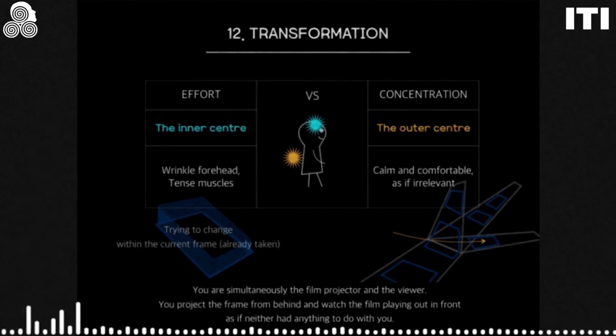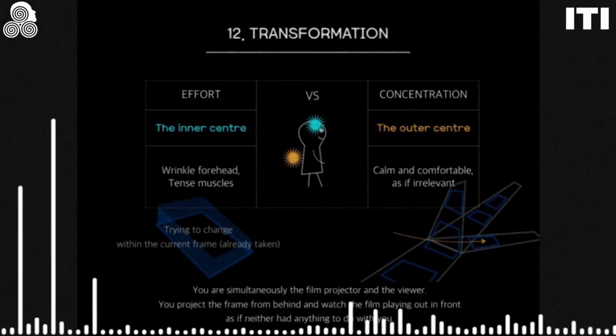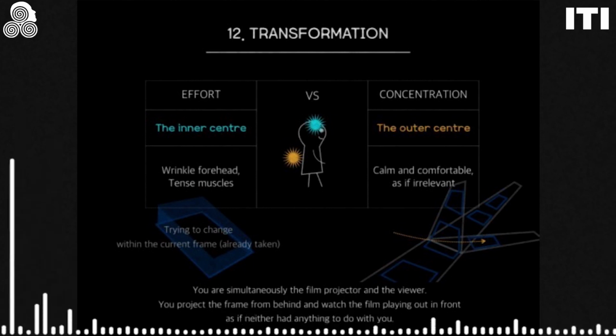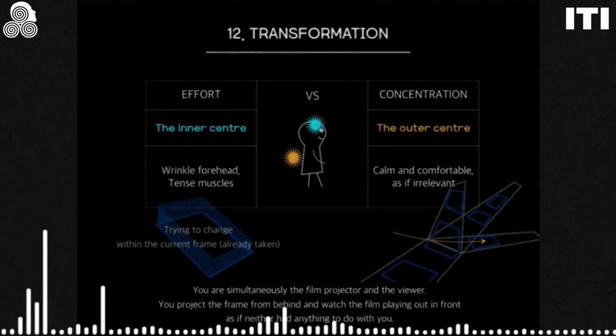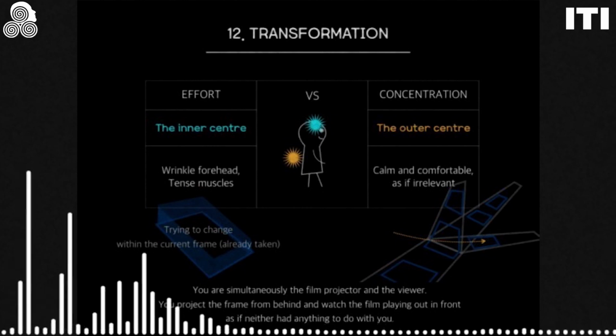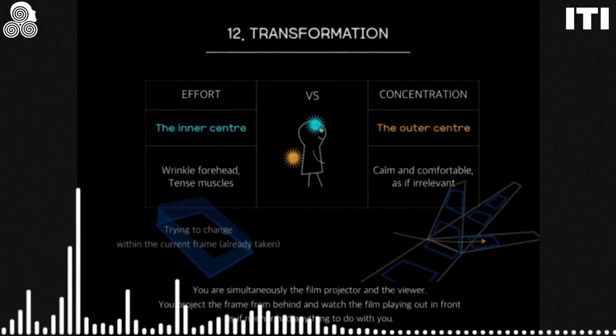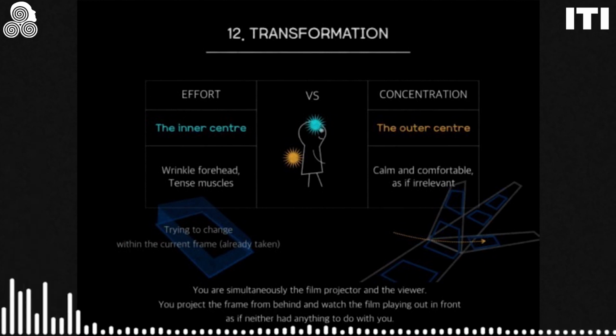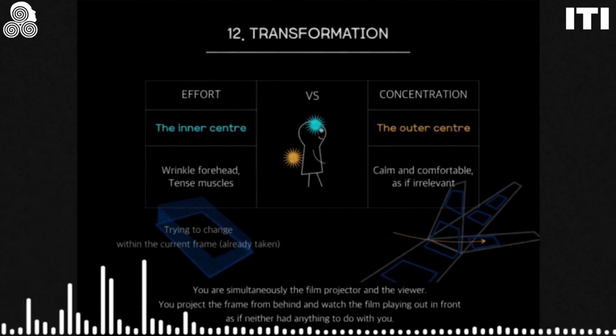You are simultaneously the film projector and the viewer. You project the frame from behind and watch the film playing out in front as if neither had anything to do with you. Okay, so again, this is the difference between taking something way too seriously and sort of going into an automatic mode where you just fulfill the tasks at hand without loading them up with a bunch of importance. That's what I'm doing right now in reading this lesson. I don't have a lot of importance on it.